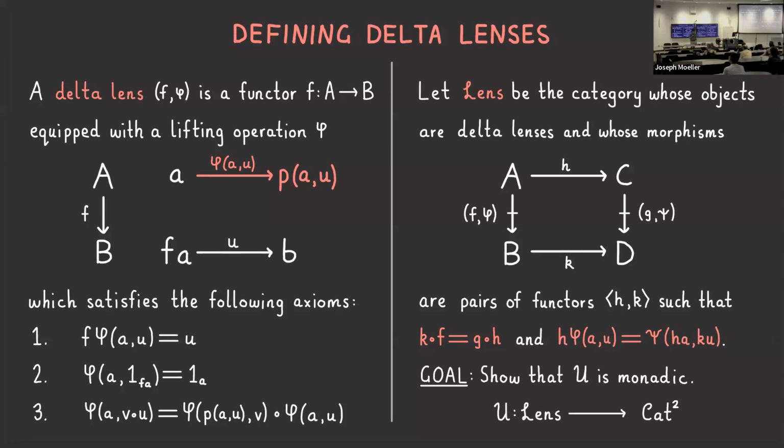Okay, so we get this category of lenses, and it has this obvious forgetful functor to the category of commuting squares, the arrow category of Cat. And one of the goals, to show that lenses are algebras for a monad, is to say that this functor is monadic.